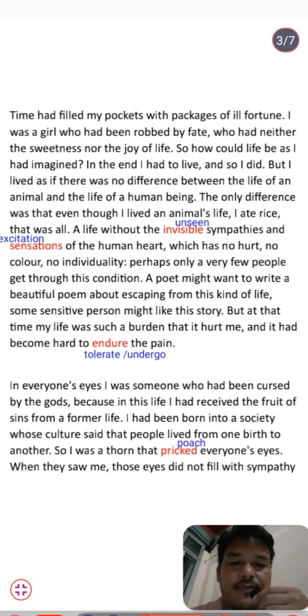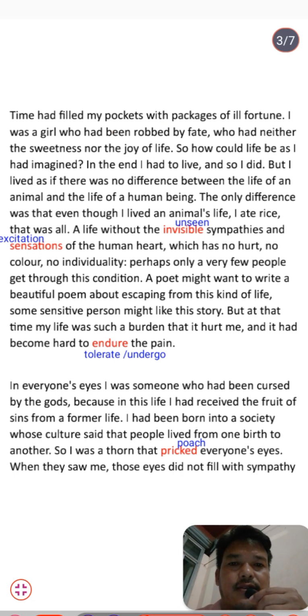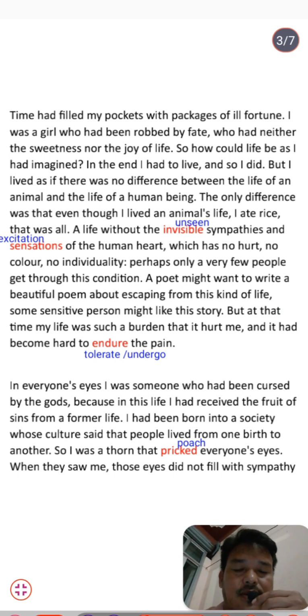In the next paragraph, students, time had filled my pockets with packages of ill fortune. Here pockets means her life, and packages means bundles. Time had filled her life with the bundles. Package means bundles of so many bad things, or bundles of sick fortune or sick luck, and it means that our life had been filled by bundles of sick fortune or bad things.